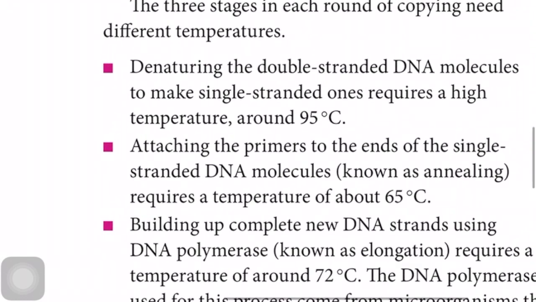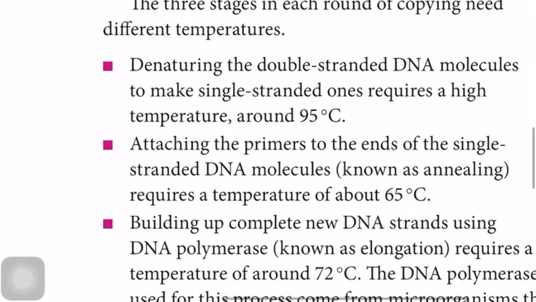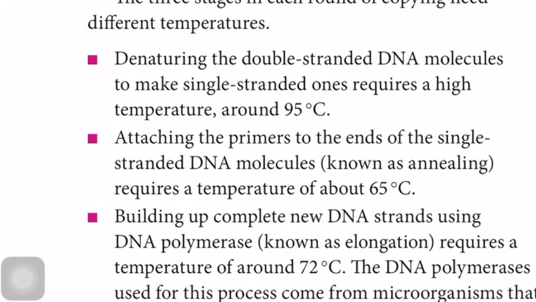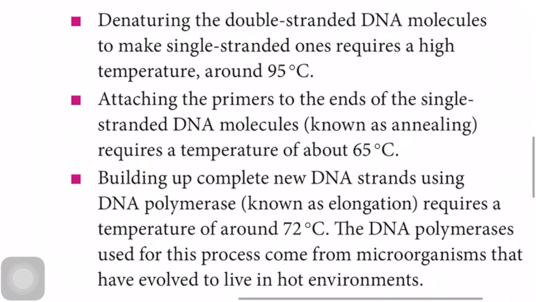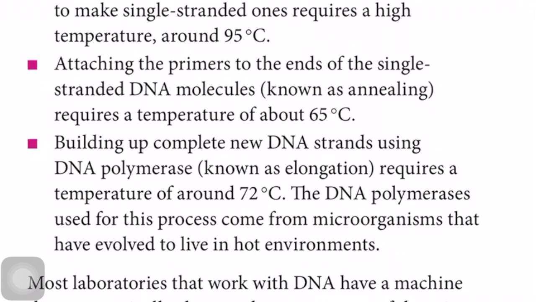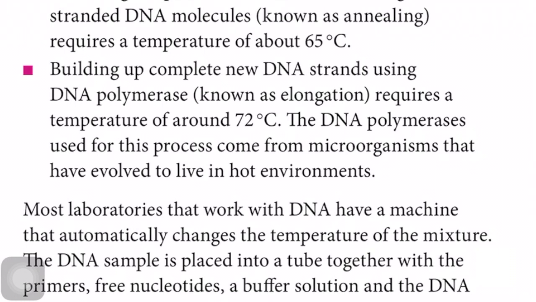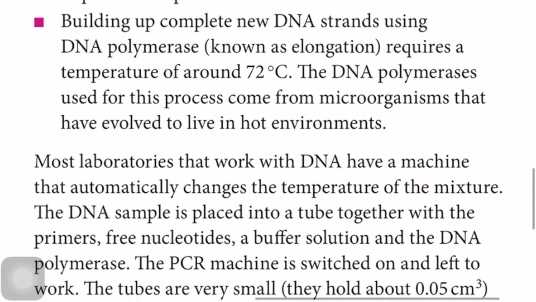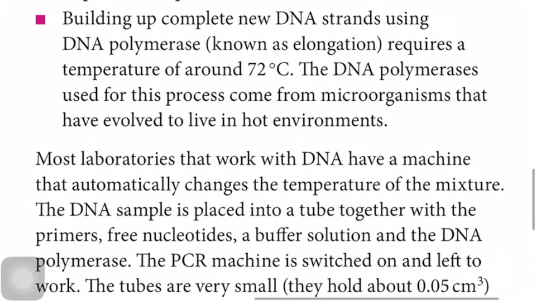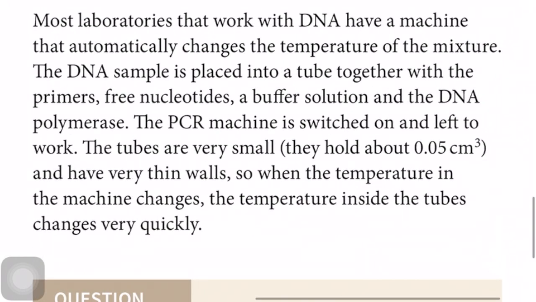Denaturing the double-stranded DNA molecules to make single strands requires a high temperature of around 95 degrees Celsius. Okay. Attaching the primers to the end of the single-stranded DNA, known as annealing, requires a temperature of about 65 degrees Celsius. Okay. Building up complete new DNA strands using DNA polymerase requires a temperature of 72 degrees Celsius. The DNA polymerase used for this process comes from a microorganism that has evolved to live in hot environments. Most laboratories that work with DNA have a machine that automatically changes the temperature of the mixture.